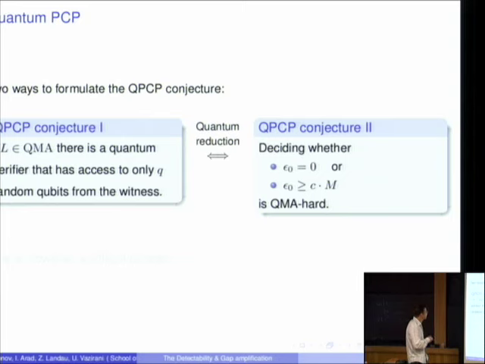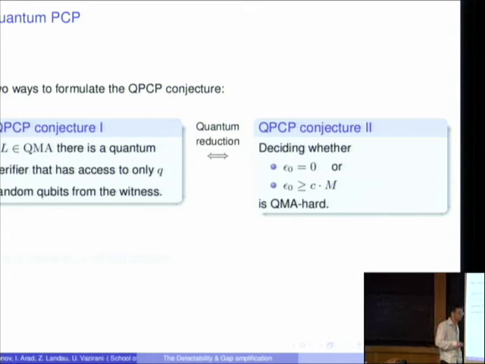One way would be that every language in QMA can be verified using a quantum witness, with a quantum computer that has access to only, say, q random qubits from the witness. And another way, which is equivalent under quantum reduction, would be that deciding whether a local Hamiltonian problem has energy which is zero or energy that is bigger than some constant fraction of the number of constraints is QMA hard. Okay, these are the two possible ways, and we will concentrate on this definition in this talk.